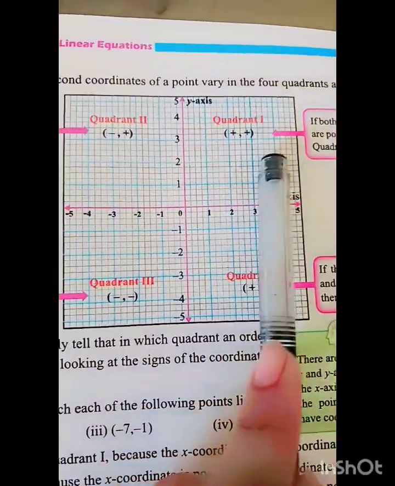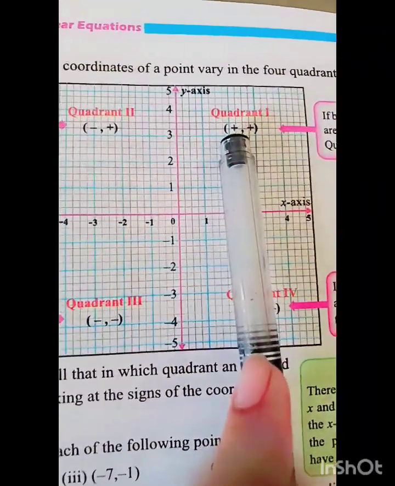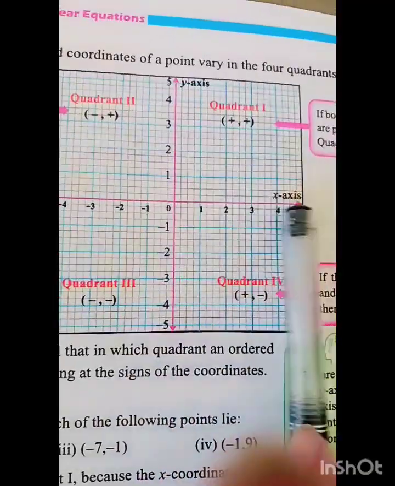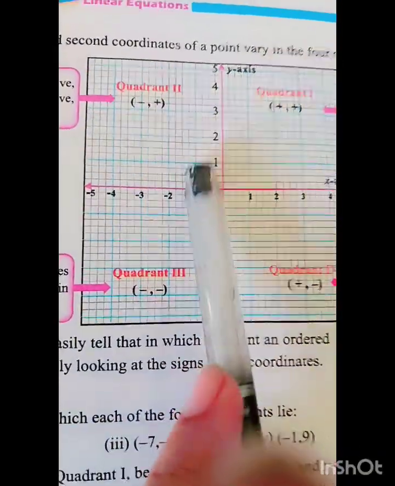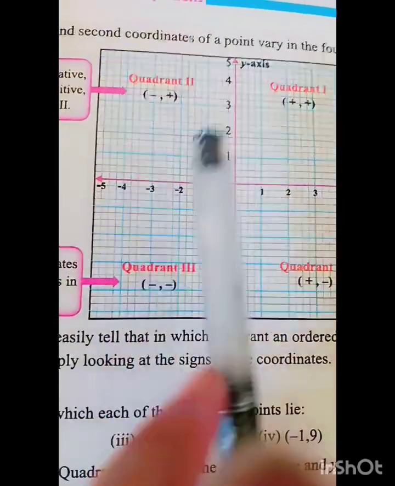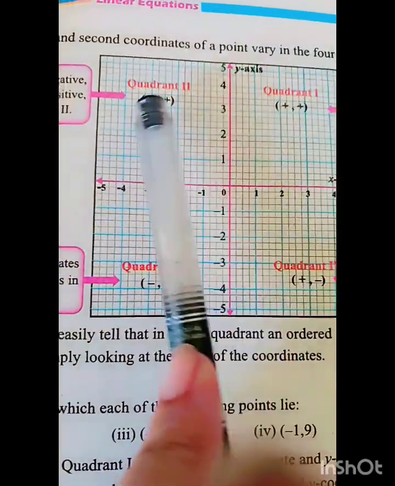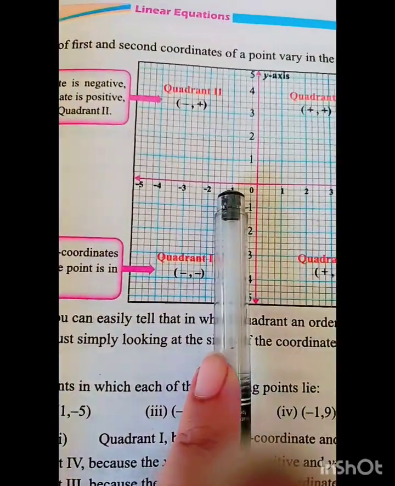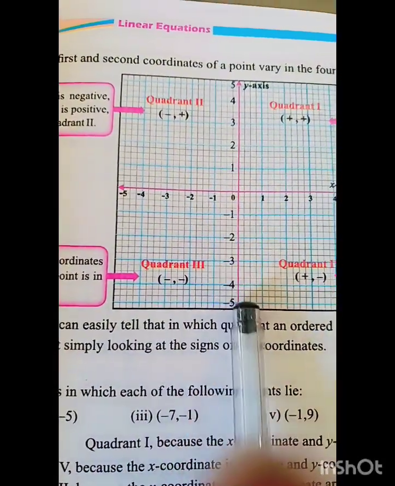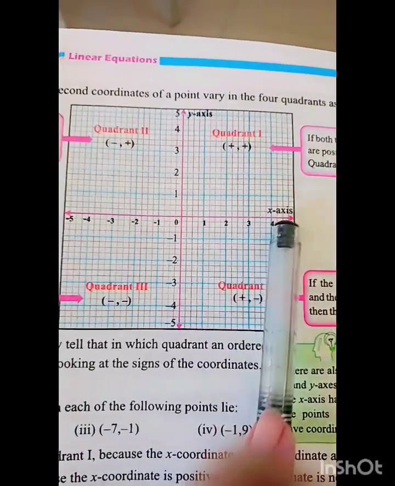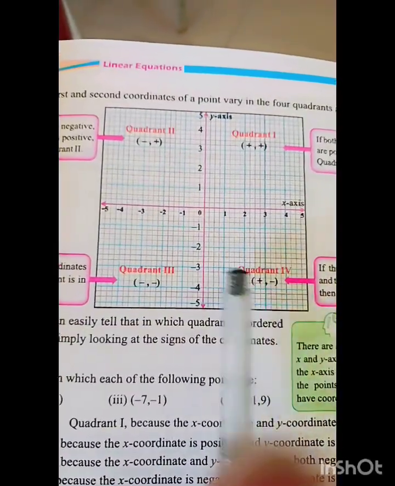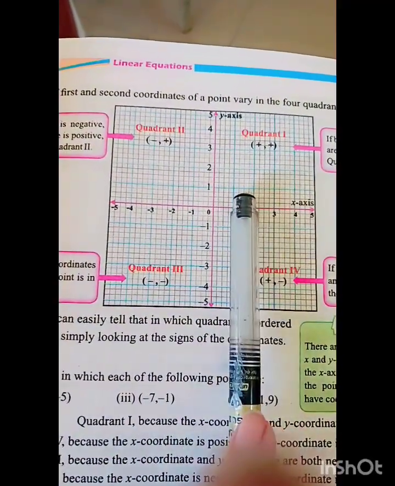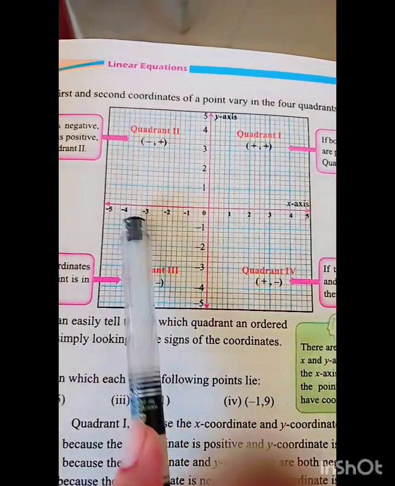In quadrant 1, there are all positive signs of x and positive signs of y. In the second quadrant there is a minus sign of x and a positive sign of y. In the third there are negative signs of x and negative signs of y, so this is minus. And in the fourth there is a positive sign of x and a negative sign of y. So you have to remember these quadrants and their positive and negative sides.